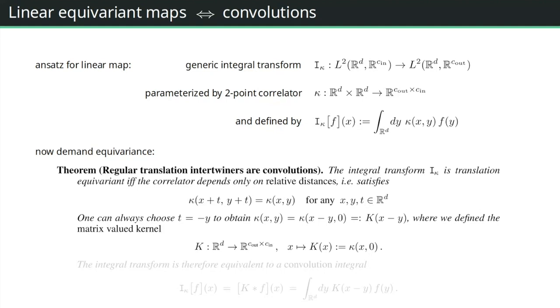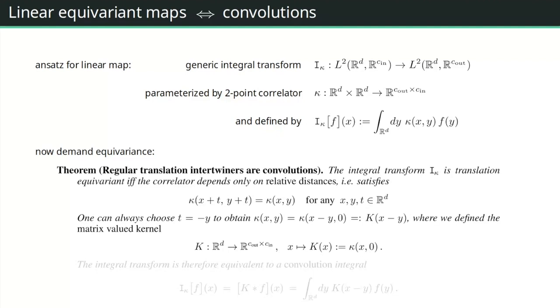And then you can reduce the information content of this redundant two-point correlator into something which depends only on one degree of freedom, which is the relative distance. And we do this by defining a one-argument convolution kernel. If we have kappa of x and y, then we can always, by this first statement, sum some value t on both x and y.